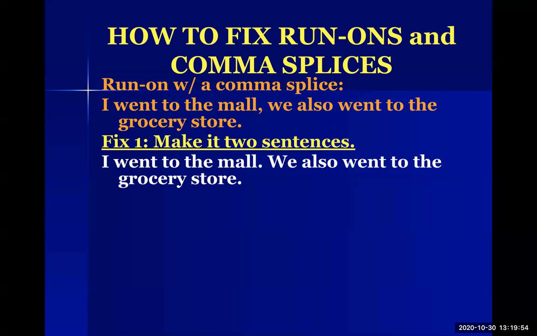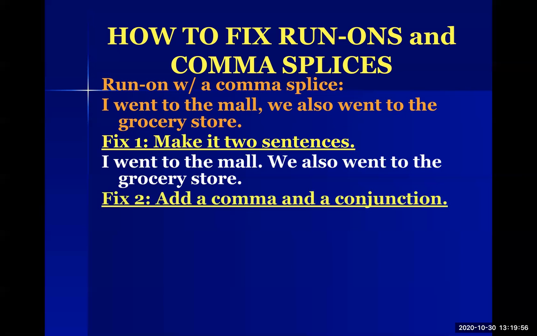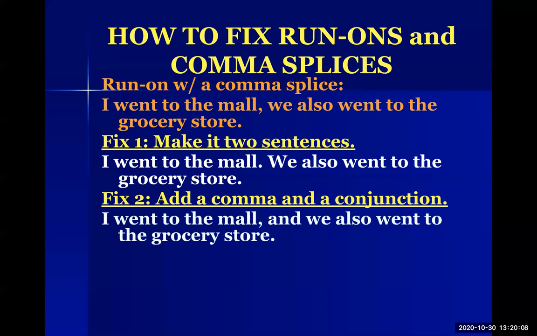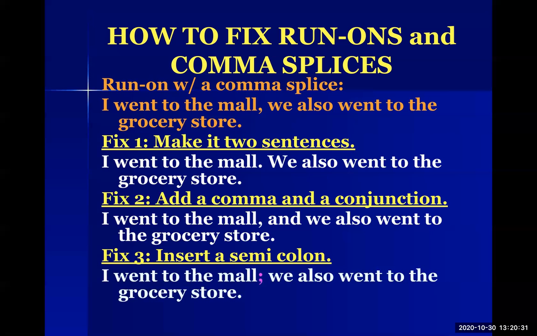Fix two, you can make a compound sentence by adding a comma and a conjunction. Then you can have two complete sentences on both sides of your comma, but only with that magic fix of a comma and a conjunction. I went to the mall, comma, and we also went to the grocery store. That comma and "and" make it okay. Or the last way, you can insert a semicolon, which is a comma with a little dot above it. And that makes it okay because you're separating your clauses. I went to the mall, semicolon. We also went to the grocery store.